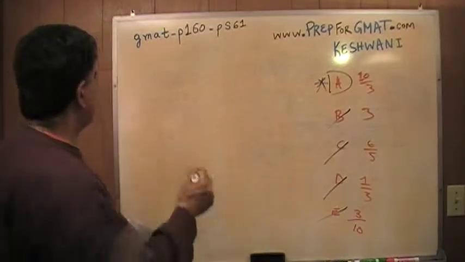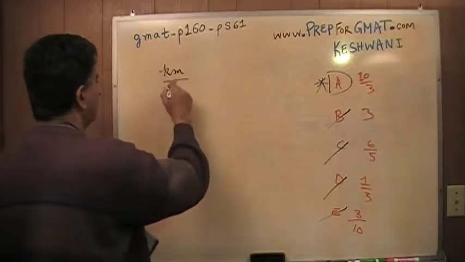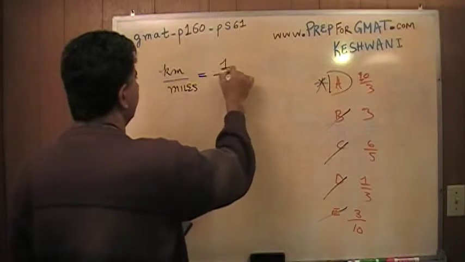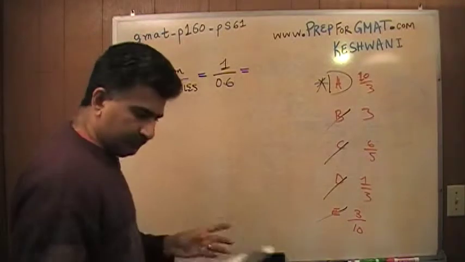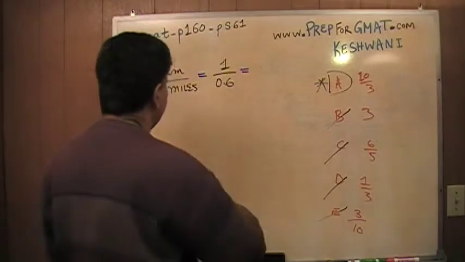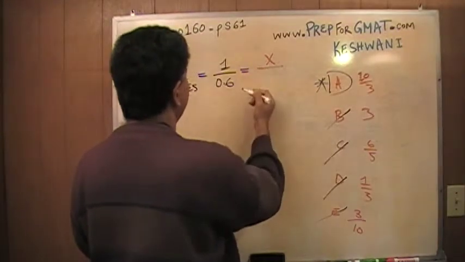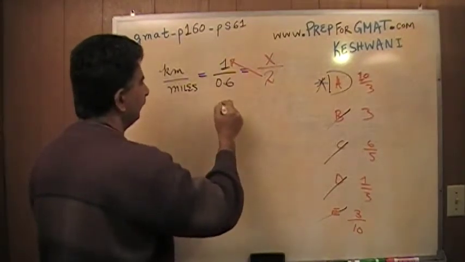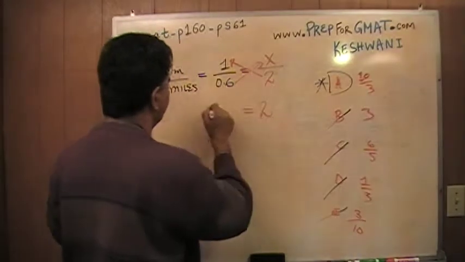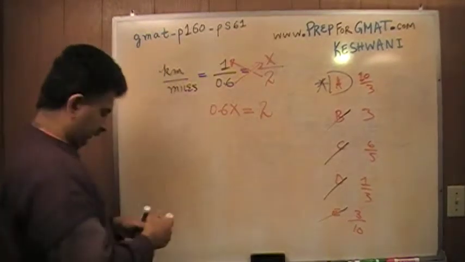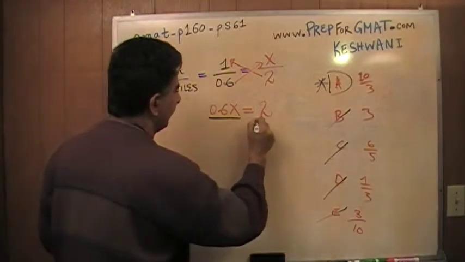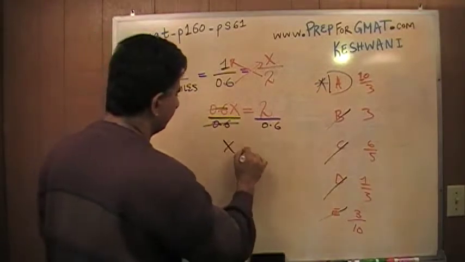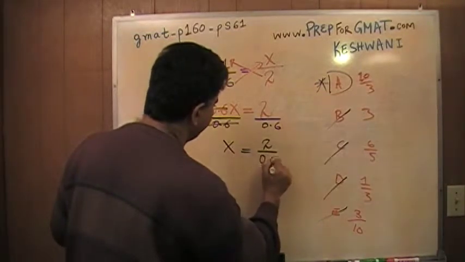So let's do it again. I'm going to set it up as kilometers over miles. And I'm told that 1 kilometer equals 0.6 miles. The question is how many kilometers in 2 miles? So let's cross multiply here. 1 times 2 gives me 2, and 0.6x rather. And all I have to do is solve for x. Divide both sides by 0.6. This 0.6 goes away, and x equals 2 over 0.6.